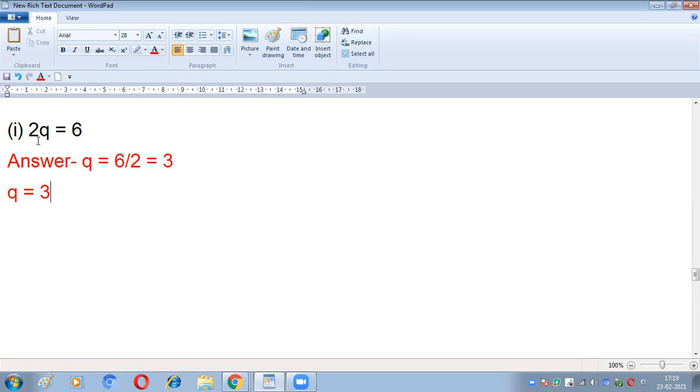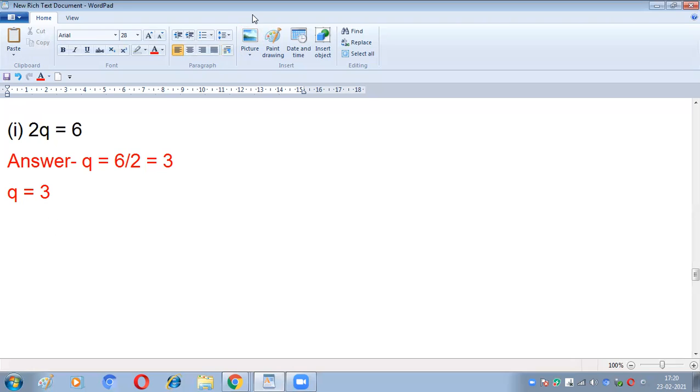And if you want to check whether your answer is correct or not, instead of q, you can write your own answer. That means this was your answer, 3. So I have written 3 here, and we will do 2 multiplied by 3. Our question was 2 multiplied by q, so we do 2 multiplied by 3. 2 multiplied by 3 is equal to 6. Yes, our answer is correct. So the answer is 3 for part I.